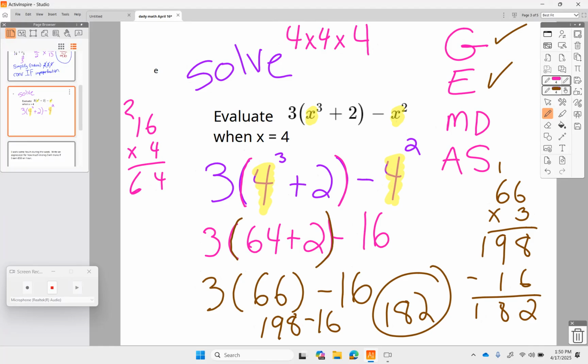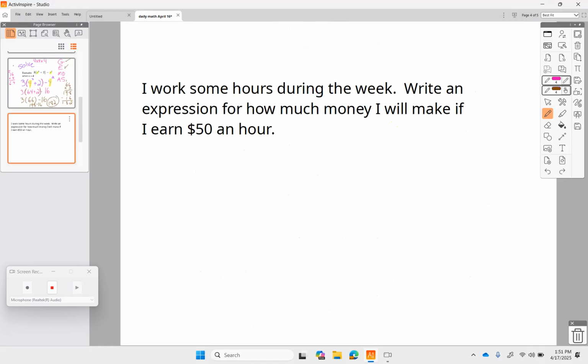The next one is write an expression. I worked some hours during the week. Write an expression for how much money I will make if I earn $50 an hour. So over there on the floor, organizing your pens. Okay. If I make $50 an hour, am I going to take 50? Am I going to add it, subtract it, multiply, divide, or I'm not sure?